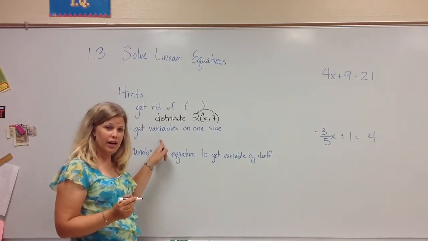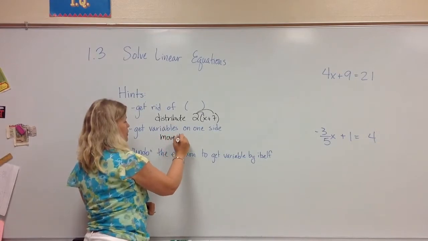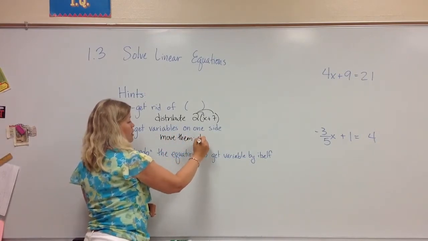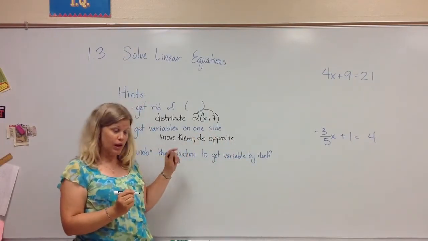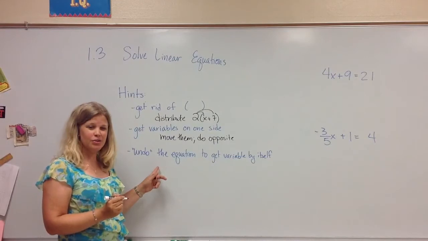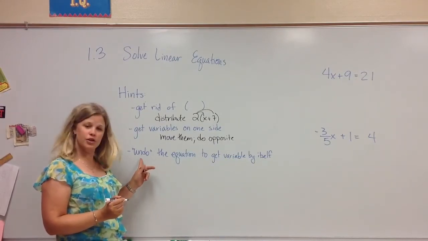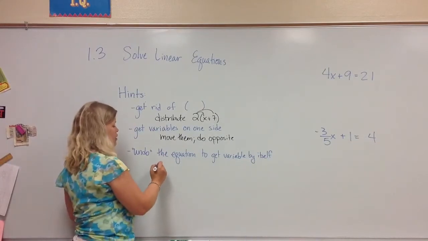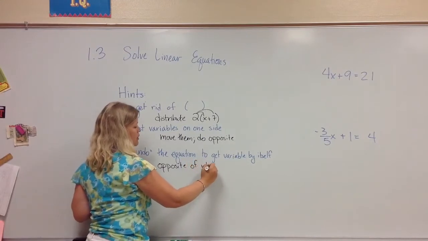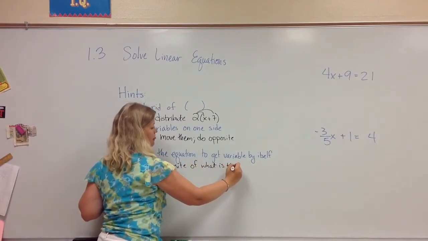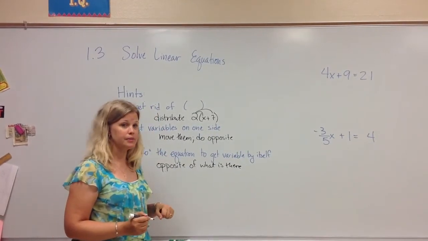Our other goal is we've got to get all the variables onto one side. So we're going to move them. And to move them, you always do the opposite. We'll look at this as well. Finally, my hint to you is just undo the equation to get the variable by itself. If you notice I said undo, that means you're going to do the opposite of what is there. All right, so those are your 3 hints. Let's go ahead and try some problems.